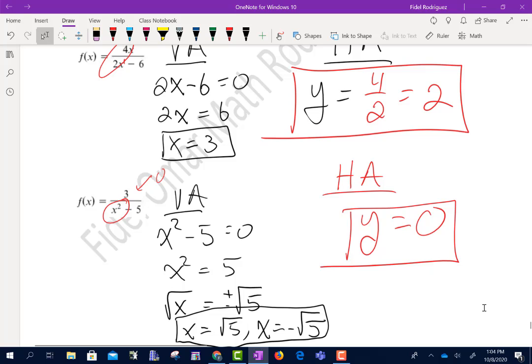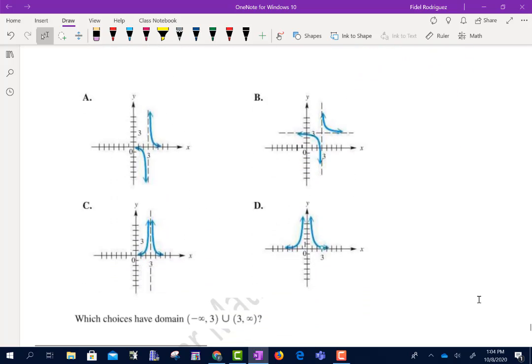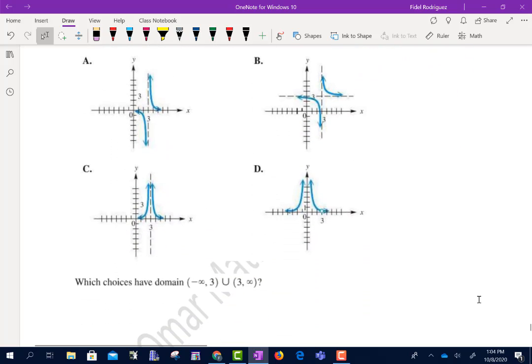Alrighty? So I'm going to keep scrolling down. And we have a couple of pictures here. And the first question down here at the bottom says, which choices have a domain of negative infinity to 3 and then from 3 to infinity?